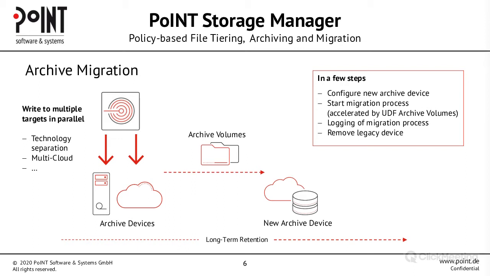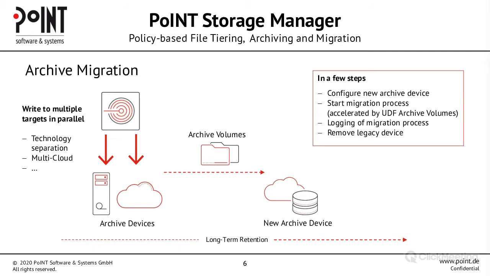Point Storage Manager can write the same data set to up to 4 devices in parallel. So this way you could write your data, for example, to multiple clouds or a tape device in parallel. So you can reduce the dependency on a single technology or a single provider. By setting priorities, you can define from where to read by default. So this is very helpful to read from the fastest archive device, or to reduce the egress cost.